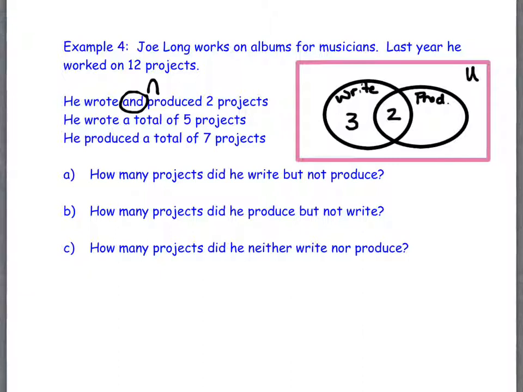All right, the last part says he produced a total of 7. So 7 minus the 2 in the middle is 5 more for my 7. Am I done? Not quite. How do I find that outside region? He worked on 12 total. So currently I'm missing how many? 2. So there are 2 on the outside. So he did something else on those projects apparently, right?